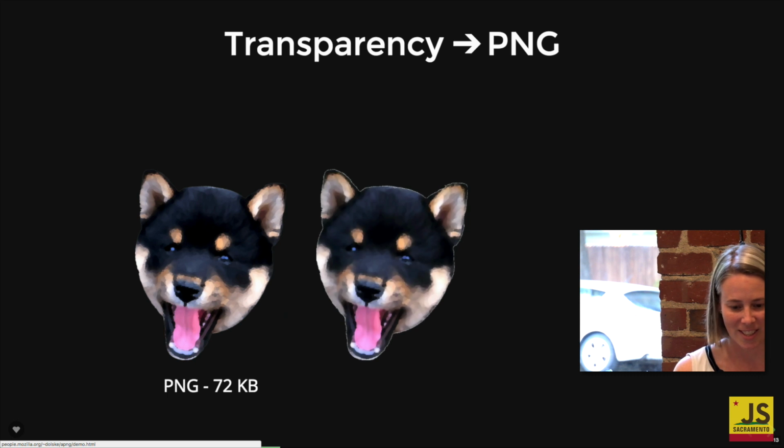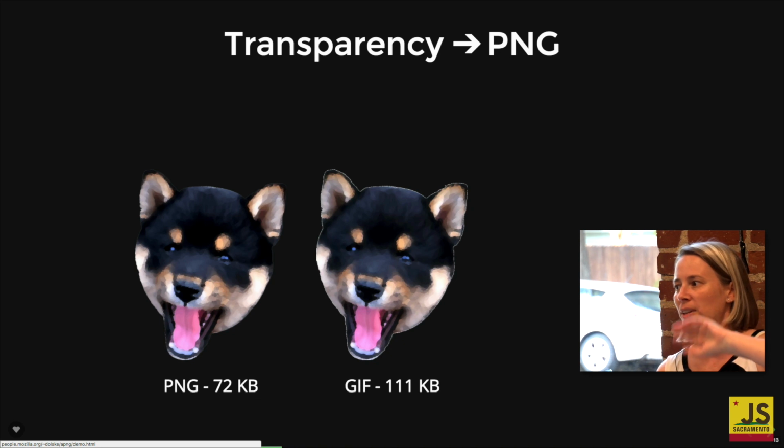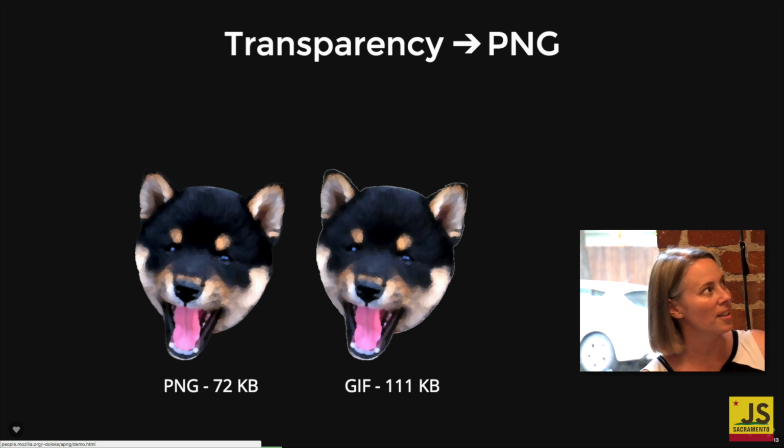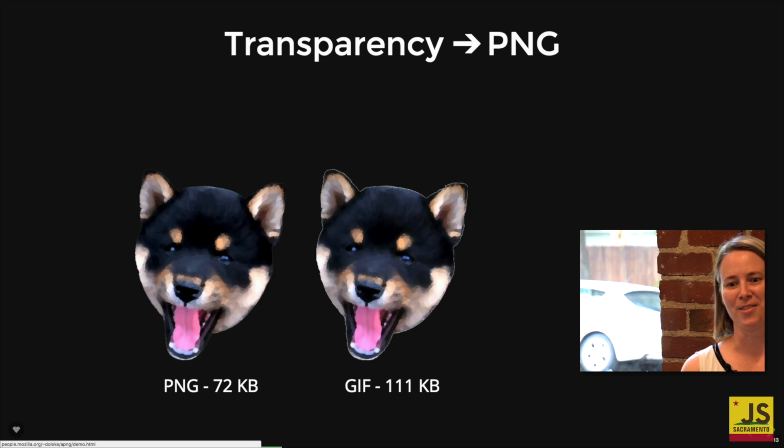Now, I could do this in a GIF, and it's not a whole lot larger, but you can see there's a little halo around it. That's because GIFs have transparency, but they only have off or on. A pixel is either opaque or it's transparent. And when you want to have soft edges on things, you have to have pixels that can be partially transparent. And PNGs support that, alpha transparency, and that's how you can get that nice border on the edge of things.